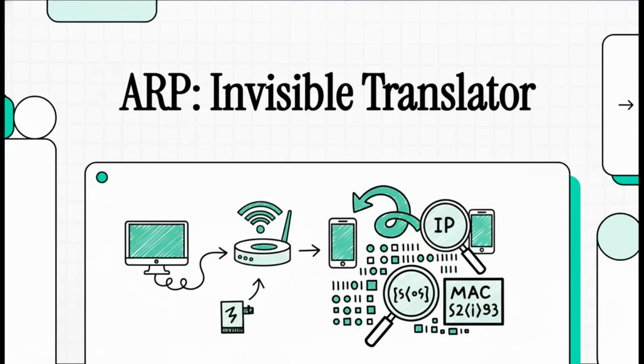You know, you're using it every single second you're connected to a network, but you probably never think about it. Today, we're going to pull back the curtain on the invisible translator that makes everything work, from sending a quick file to a colleague to streaming a movie on your local network.